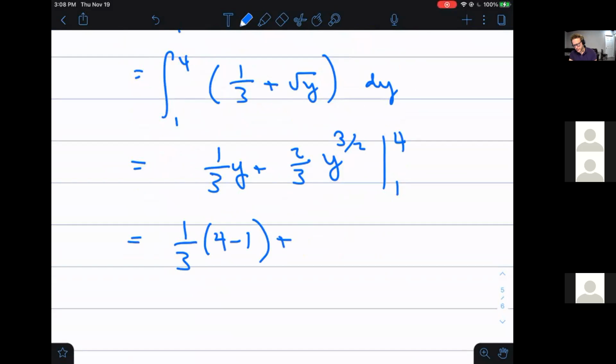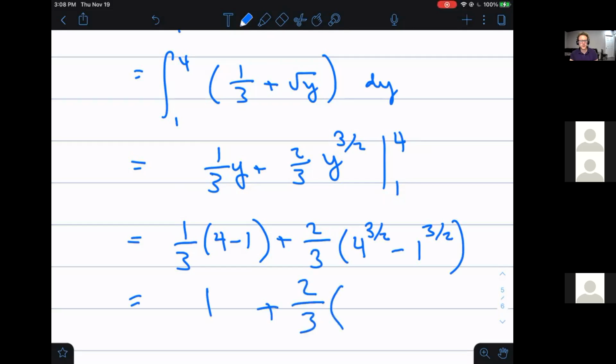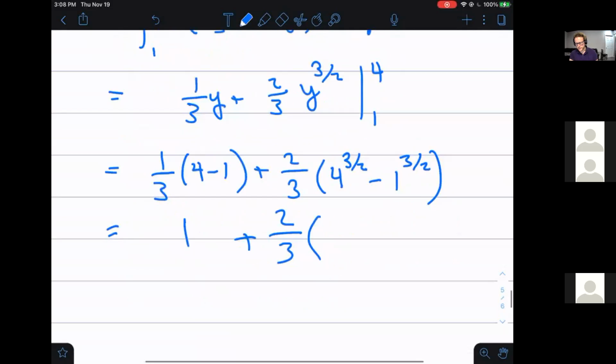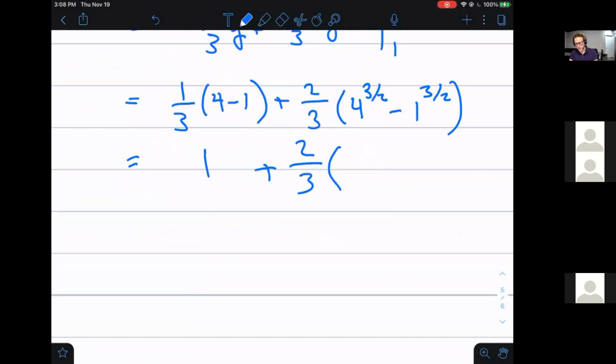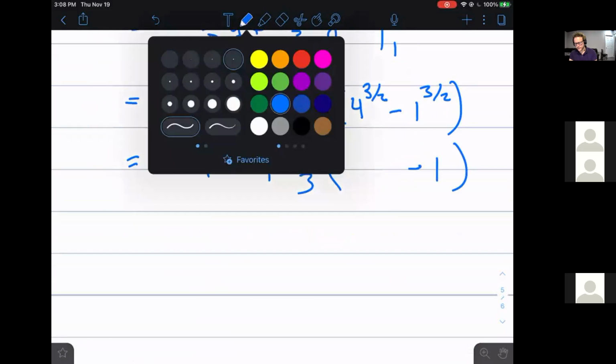For my second bit here, I get 4 to the 3/2 minus 1 to the 3/2. So this is just going to be 1 here, and then 2/3 times 4 to the 3/2. Let's break this apart really quick. Let's go off to the side here. Of course, 1 to any power, we know that's going to be 1. So that's relatively nice.